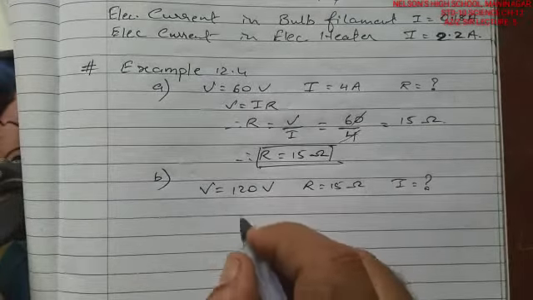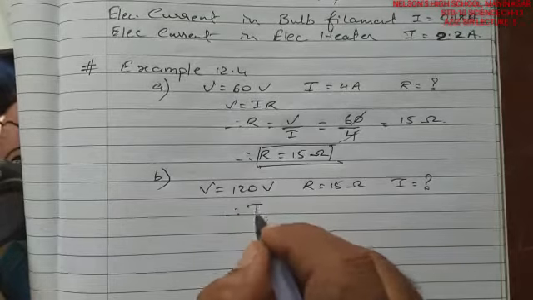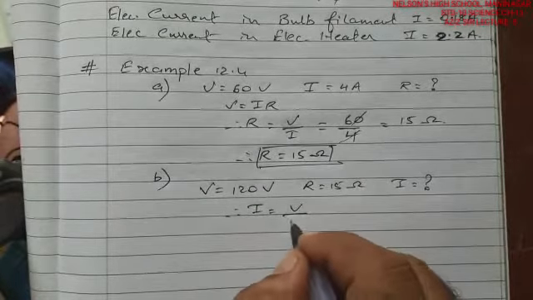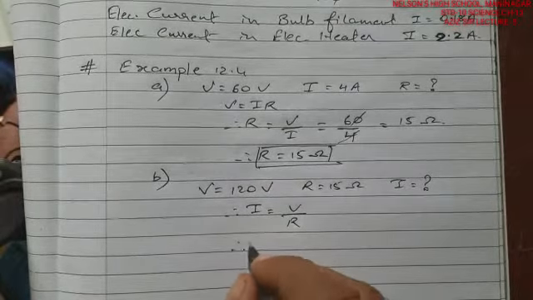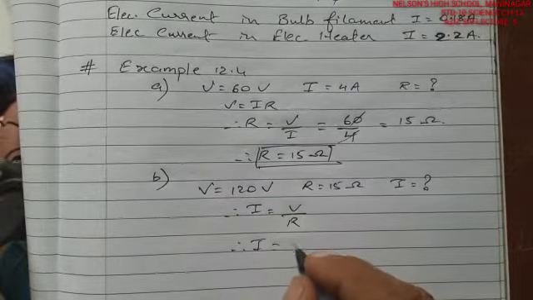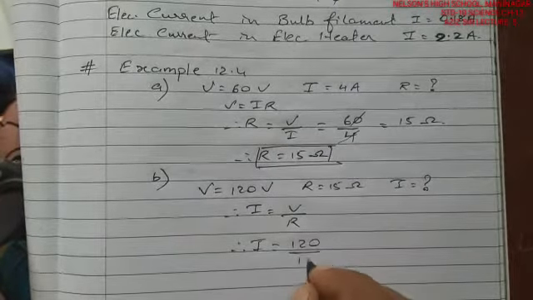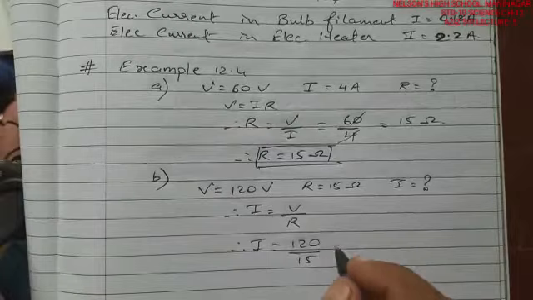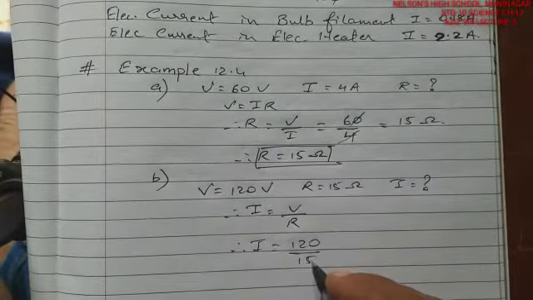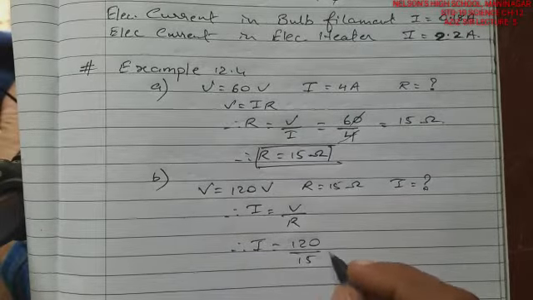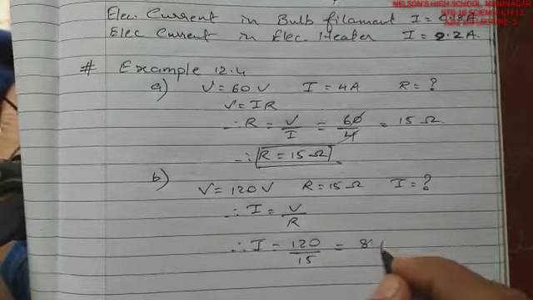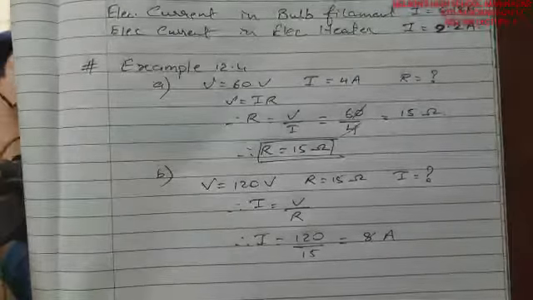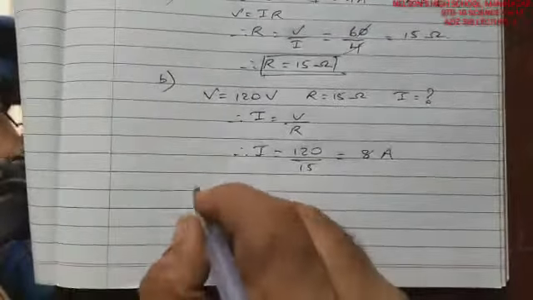So here the things change, we need to find I. So I is equal to V upon R here. Therefore the I value comes out to be, with 120 volt and resistance as 15, cancelling we get 15 ones and 15, that is 8 ampere. Fine. So you may see here the difference as Ohm's law is followed.